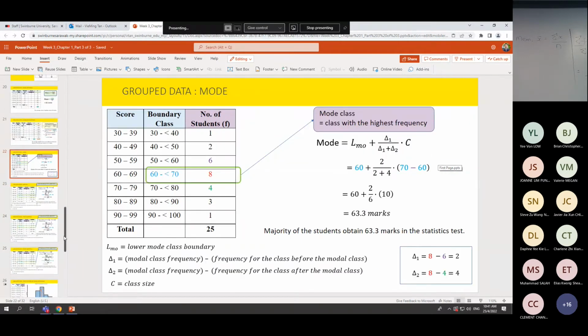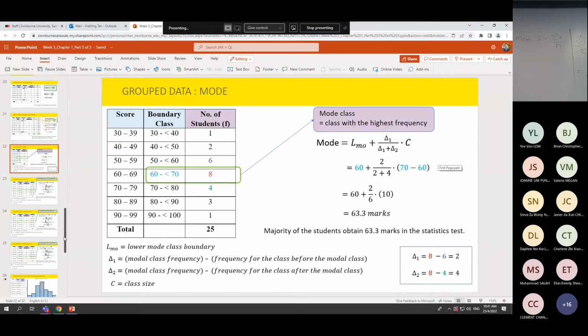So far so good? All right. At the moment we already learned how to use formulas to calculate the descriptive measurements for grouped data, either the single score frequency table or the class interval frequency table. Yeah?